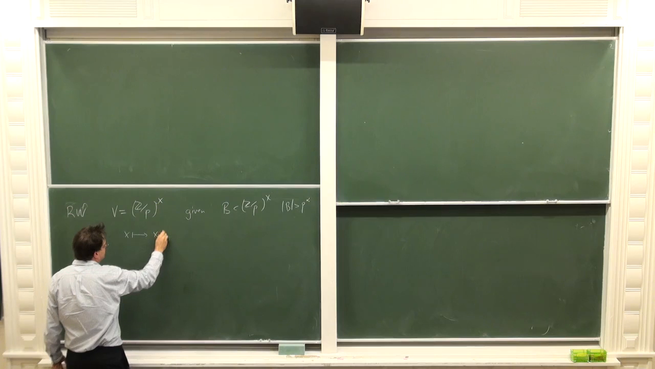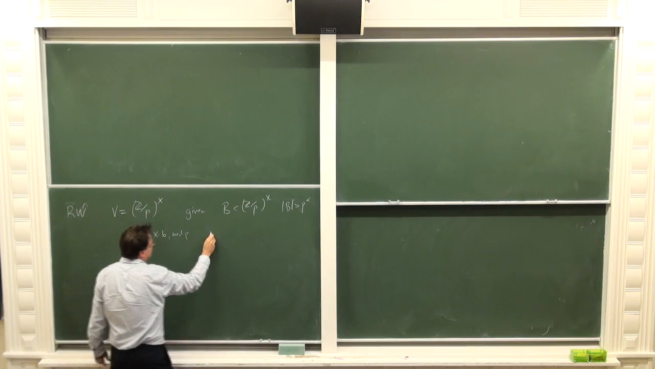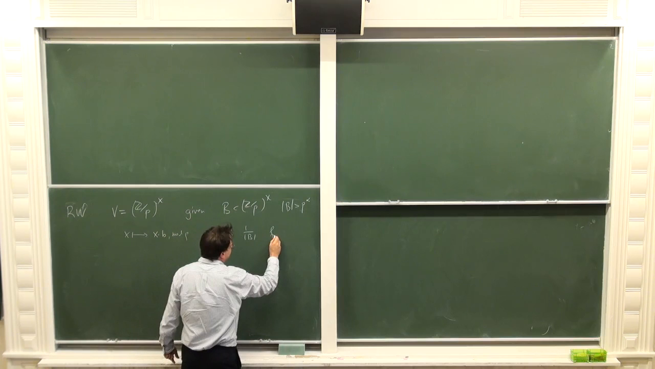...which was big. And so we went from X to X times B mod P with probability 1 over the size of B for every B in B.